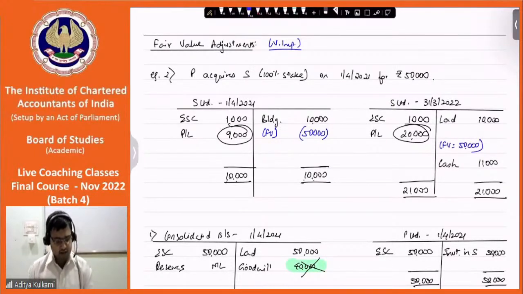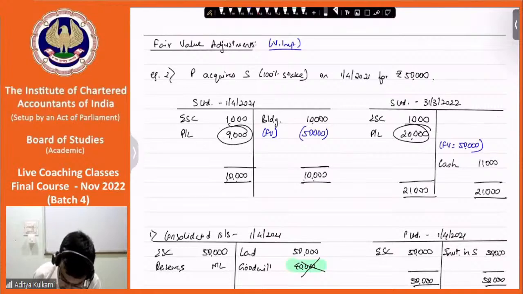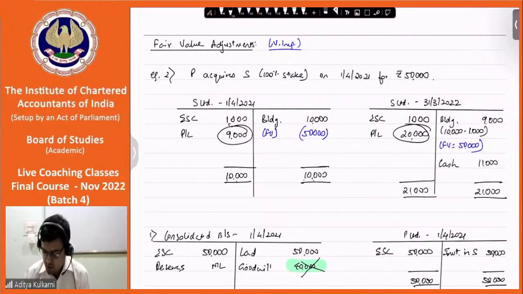On 31st March 2022, fair value is equal to 50,000. Building hai, so it is a depreciable asset. So building, this would appear at 9,000. That is 10,000 minus 1,000.